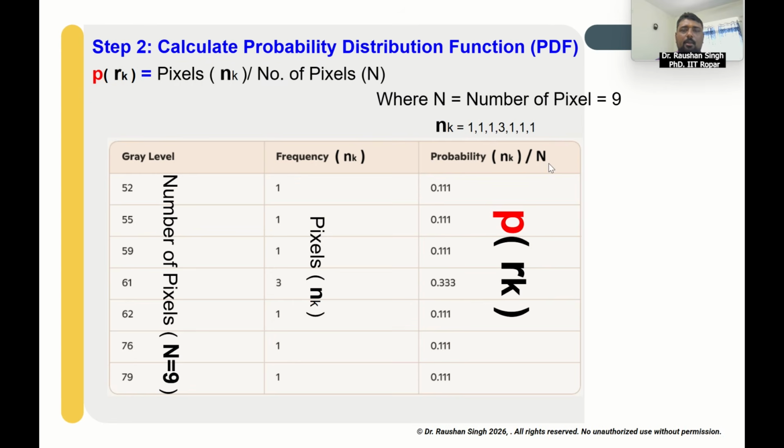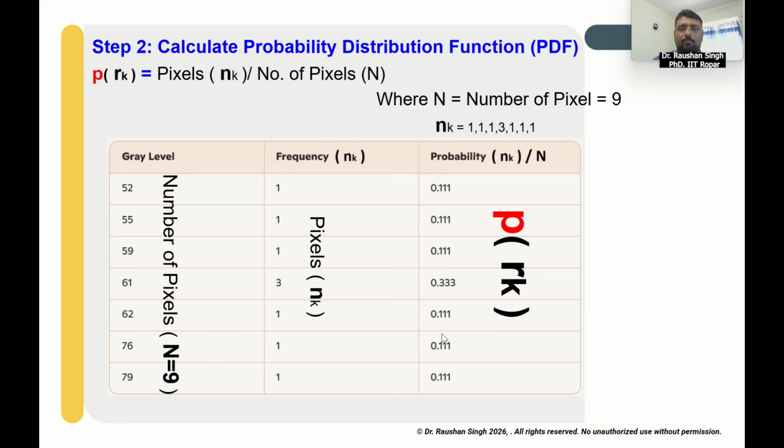So n here is 9, and it will divide each nk value. The nk values are 1, 1, 1, and so on. So 1 divided by 9 is 0.111. Again 1 divided by 9 is 0.111. Again 1 divided by 9 is 0.111. But 3 divided by 9 is 0.333. Like that we have to calculate.